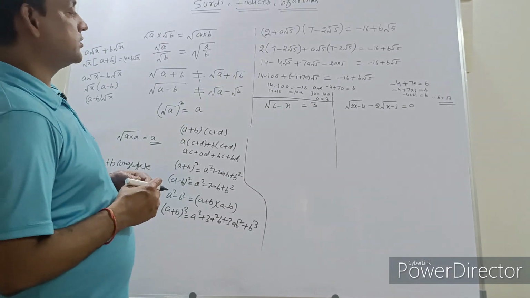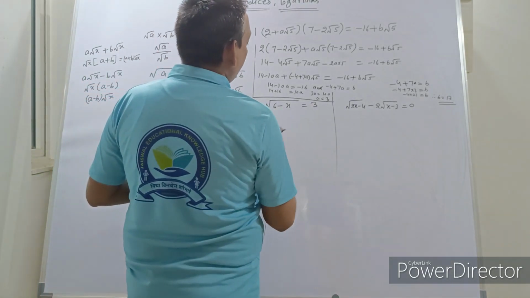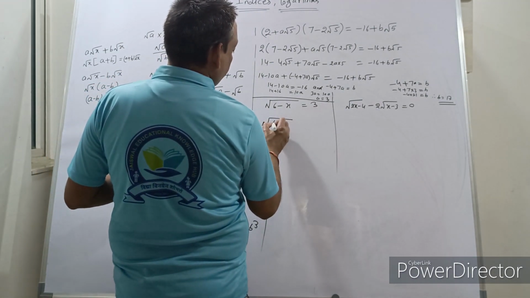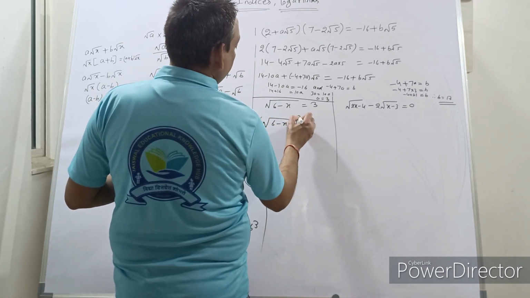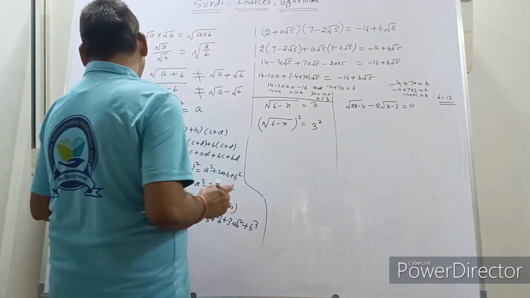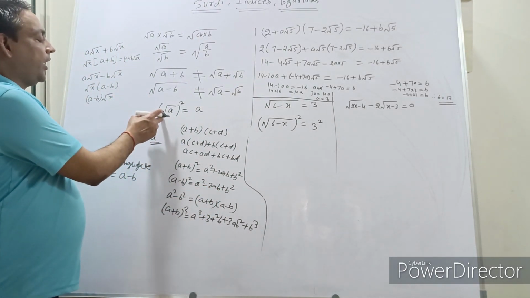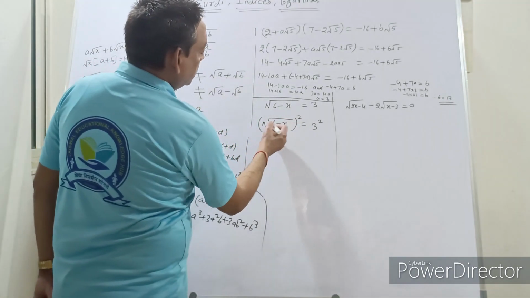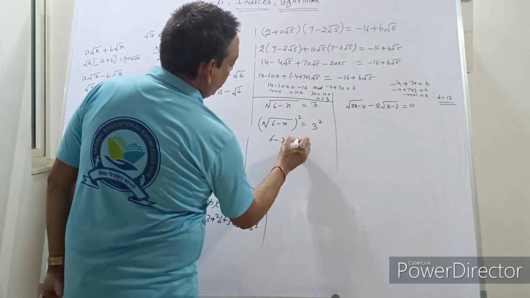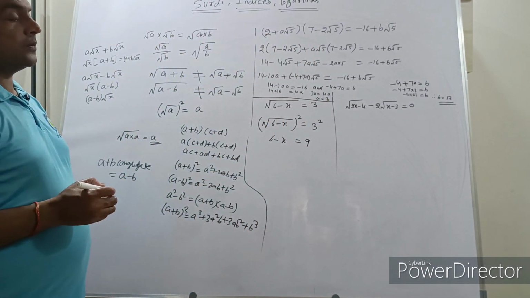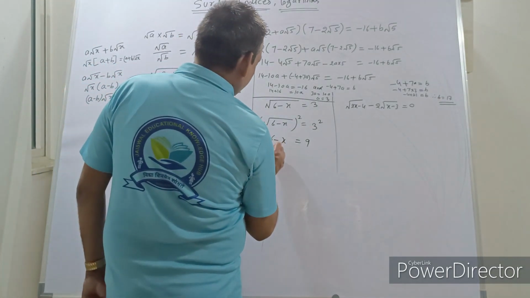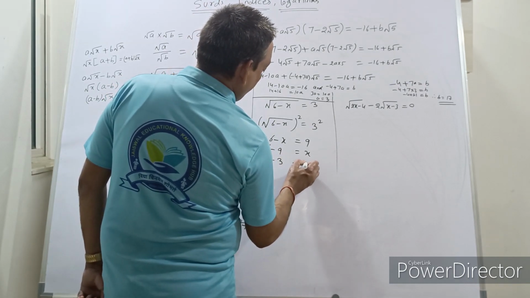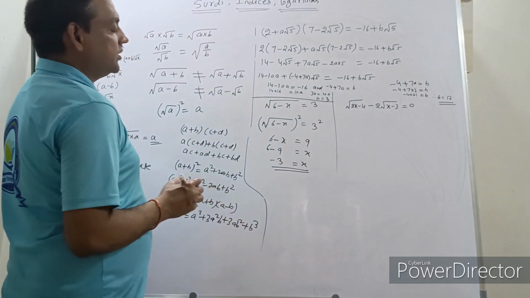Okay, next one is square root of 6 minus x is equal to 3. So what you have to do here, first we'll do squaring both sides. So root of 6 minus x the whole square is equal to 3 square. You remember we did one formula here, square root of a the whole square is equal to a. So this gets cancelled, so remaining is 6 minus x is equal to 9. Simple it is. So now 6 minus 9 is equal to x, so minus 3 is equal to x. So x is equal to minus 3.